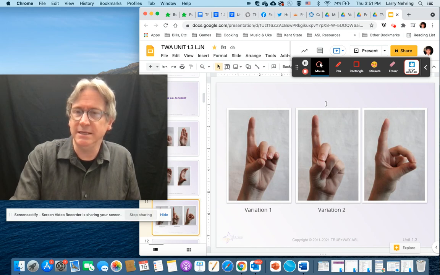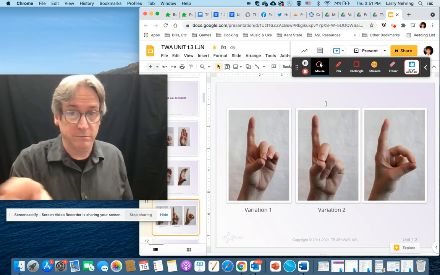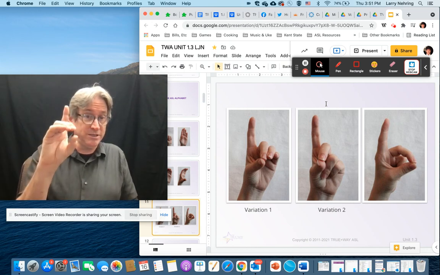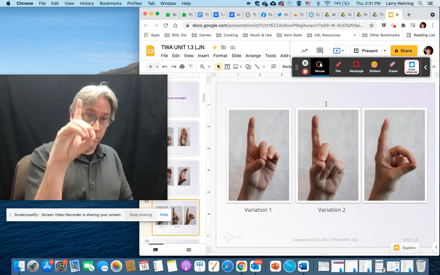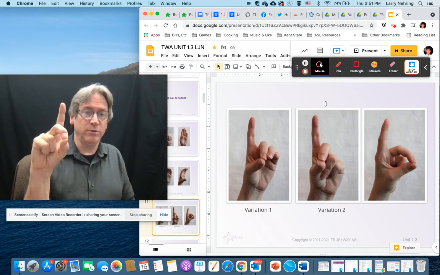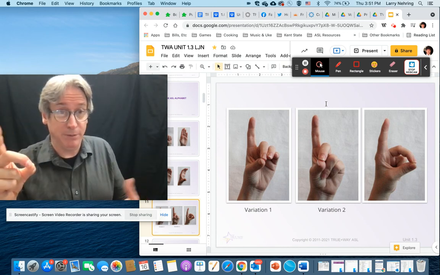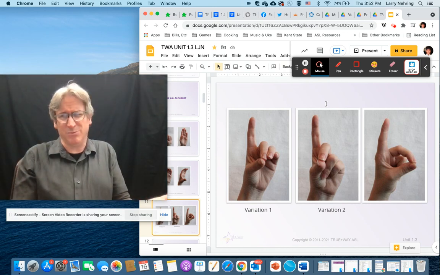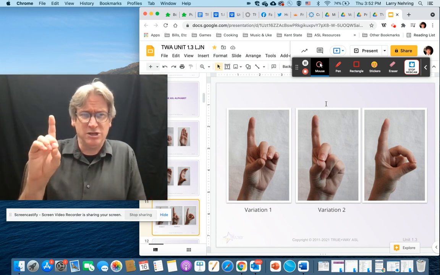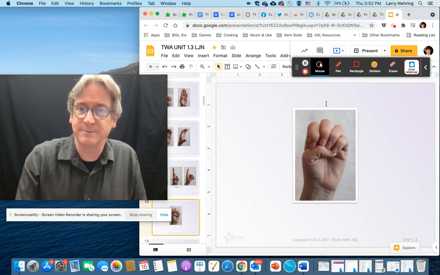A, B, C, D. Now, I want to point out that there are a couple different ways you can do D. Variation 1 and Variation 2. You can do D with the entire hand, or you can do it with just the middle finger. You'll see both. Whatever feels more comfortable. At this point, probably nothing feels comfortable. So just see what your hand kind of naturally does as you do it, but they're both correct.